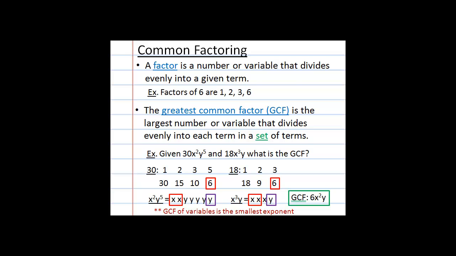So comparing the two exponents, there's a 2 as well as a 3. The smaller number is 2, which is why x squared is my smallest exponent and therefore my greatest common factor. Looking at the y's, I can see the same thing. There's a single 1 as an exponent on the second term, and that's smaller than 5, so my greatest common factor can only have a single y value.